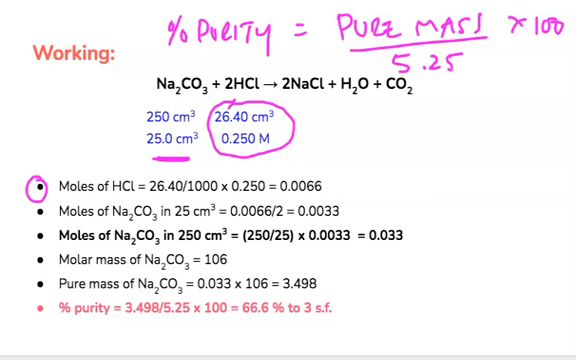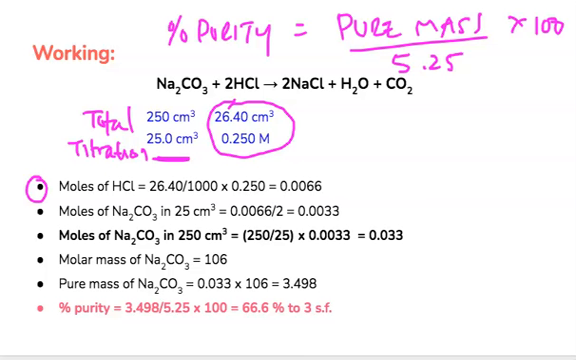Okay? Now, slight complication here, and that's because we've got these two volumes. We have the 250 centimetres cubed, which is the total volume of solution, and we have the 25 centimetres cubed for sodium carbonate, which was the volume used in the titration. Now, if we're working out percentage purity, the mass we need has to be based on the total number of moles in that sample. And that means it's the total number of moles in that 250 centimetres cubed. But we don't know that yet.